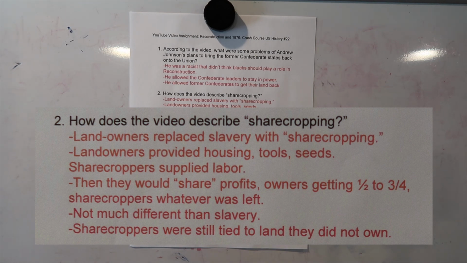The video pointed out that it was not much different than slavery, and sharecroppers were still tied to the land that they did not own. That's kind of one of the conditions of slaves in the South as well. So sharecropping, and it's going to continue on for a long time, basically replaces the labor system in the South when it comes to agriculture.